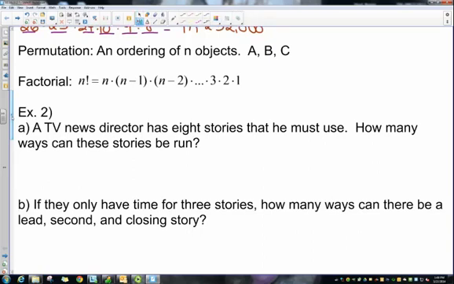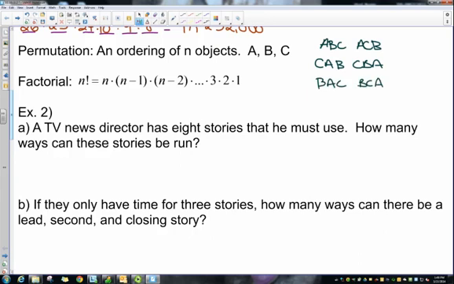Permutations are taking items and putting them in some order where the order actually matters. They have to be different. So I've got this ABC here. I can rewrite all of these in different orders. ABC, ACB, CAB, CBA, BAC, BCA. They're all different, so there's 6 possibilities.